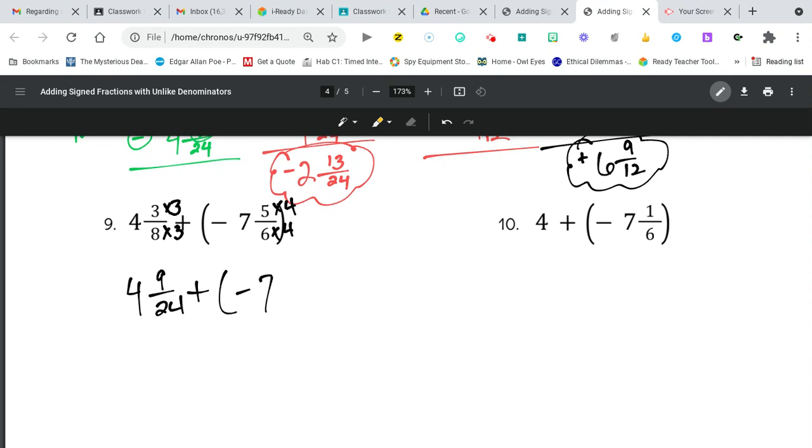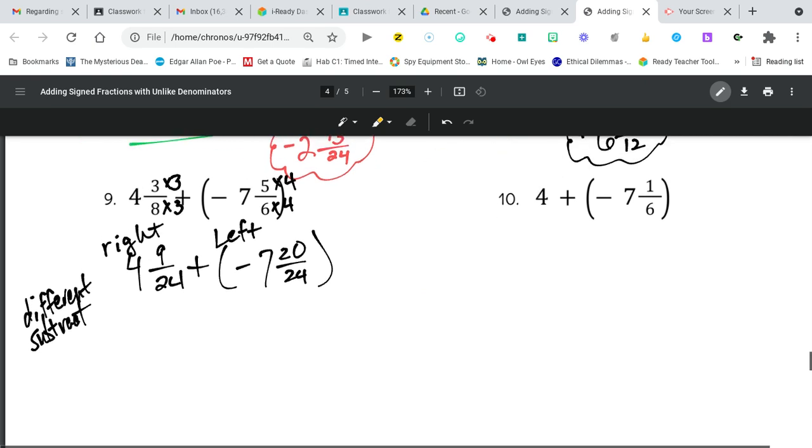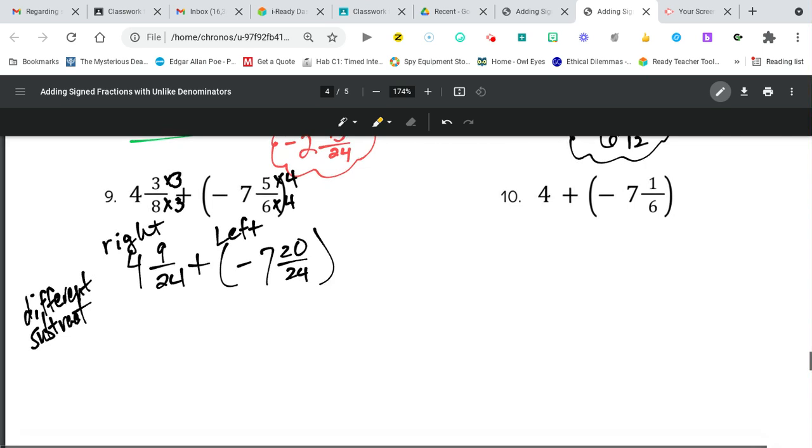That's going to be negative 7 and 20/24. All right, that's to the right. It's positive. And plus negative is to the left. Or you can say I'm adding negatives, but these are different. So I'm going to subtract. Remember, if you're dealing with mixed numbers, stack the larger group on top.